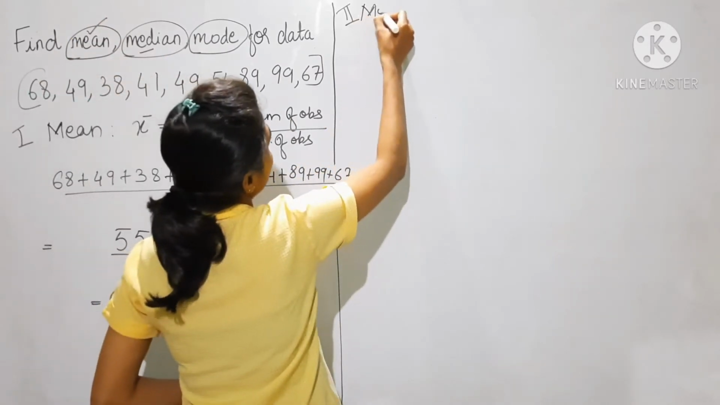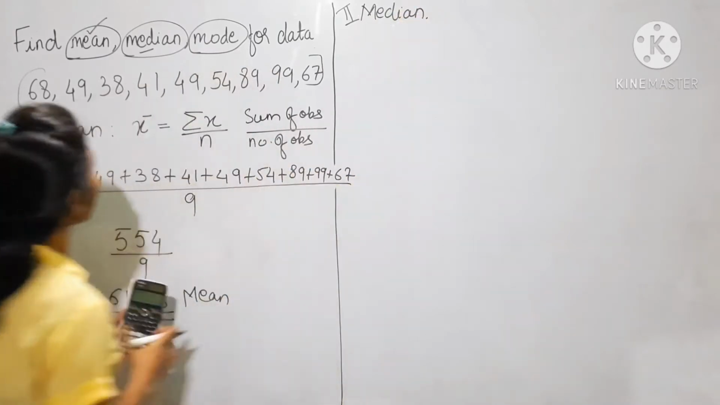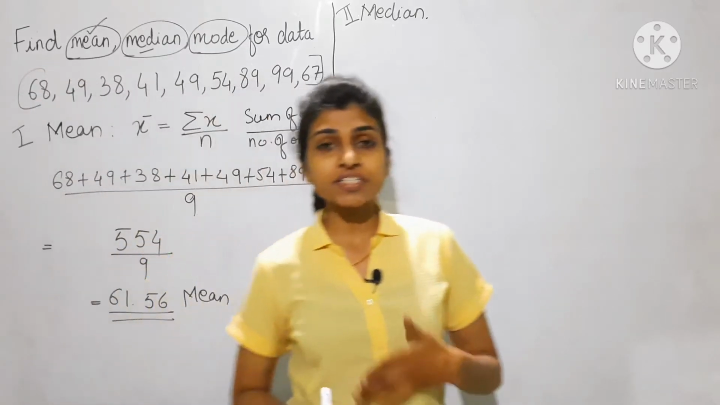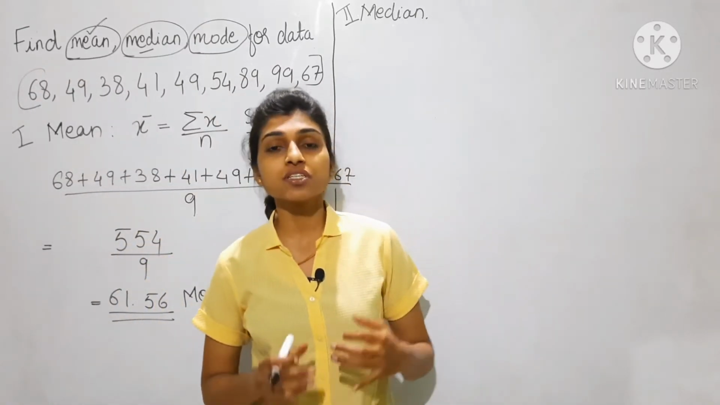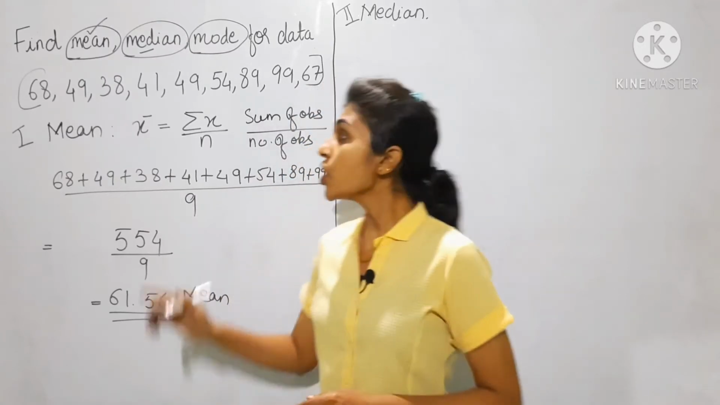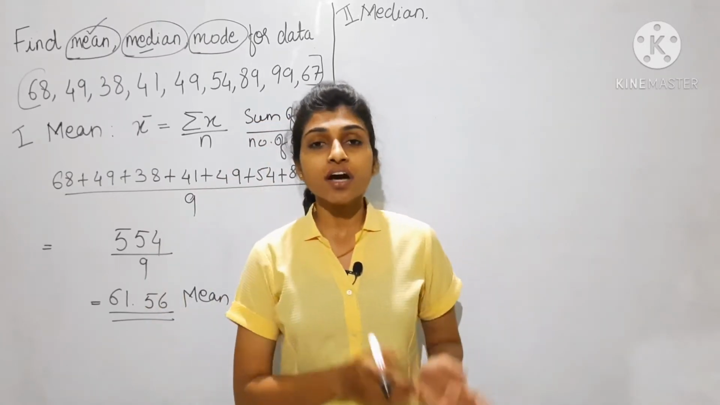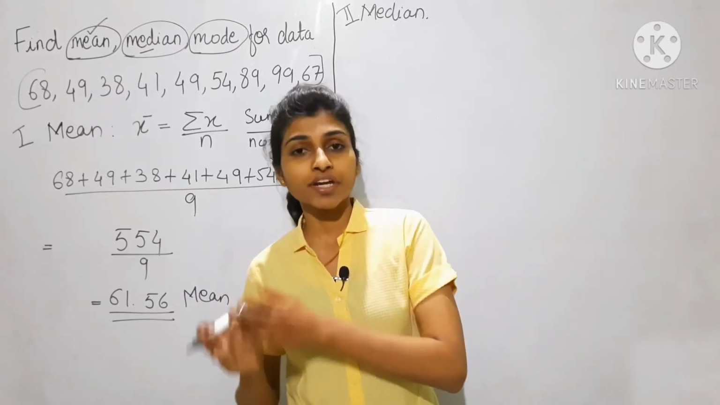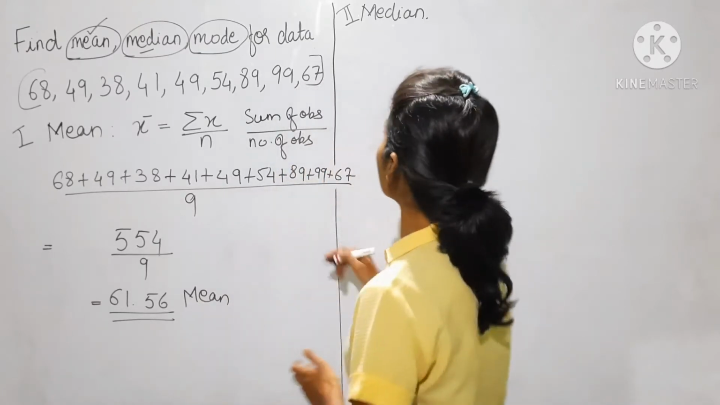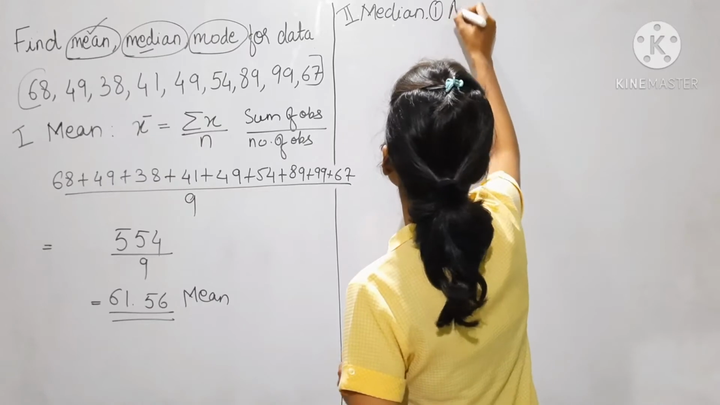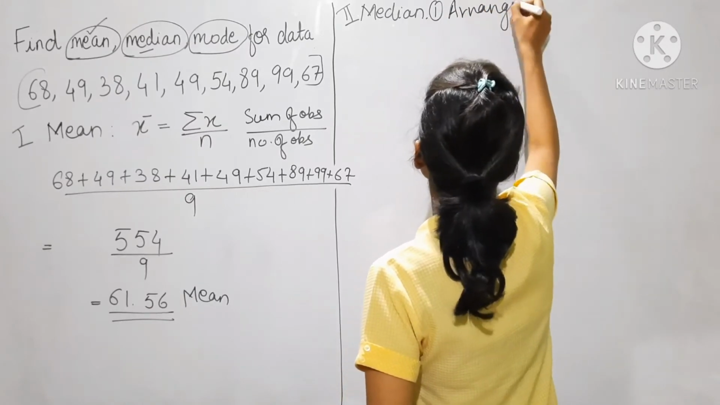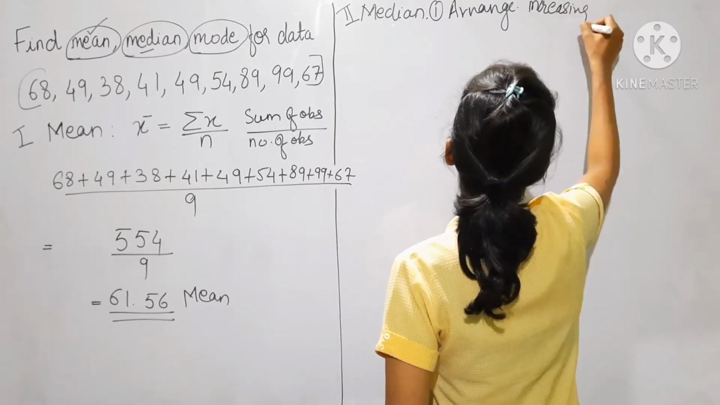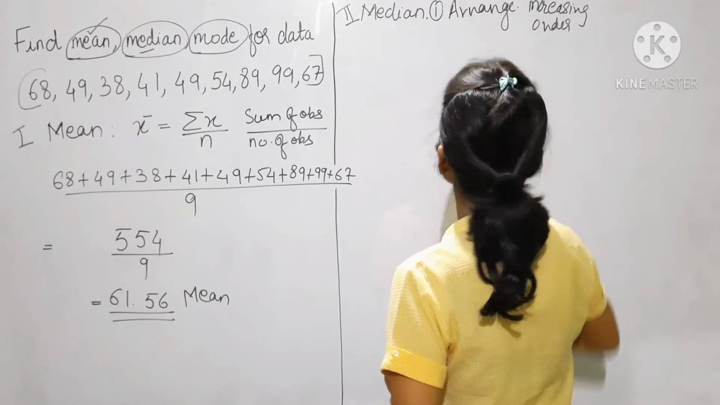Next we will find the median, using the same observations. To find the median, what is the first step? The first step is to arrange the data in increasing or decreasing order, from smaller to greater number or greater to smaller number. So first I am going to arrange the data in increasing order.